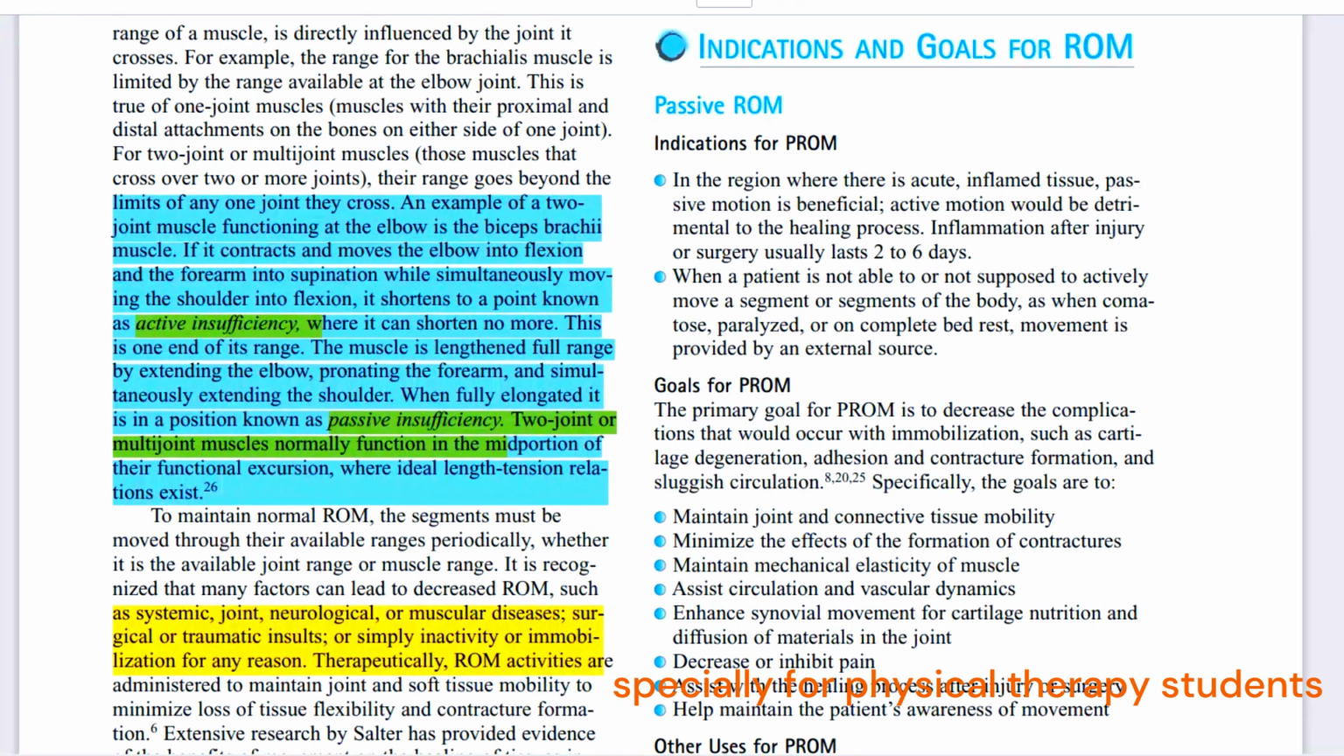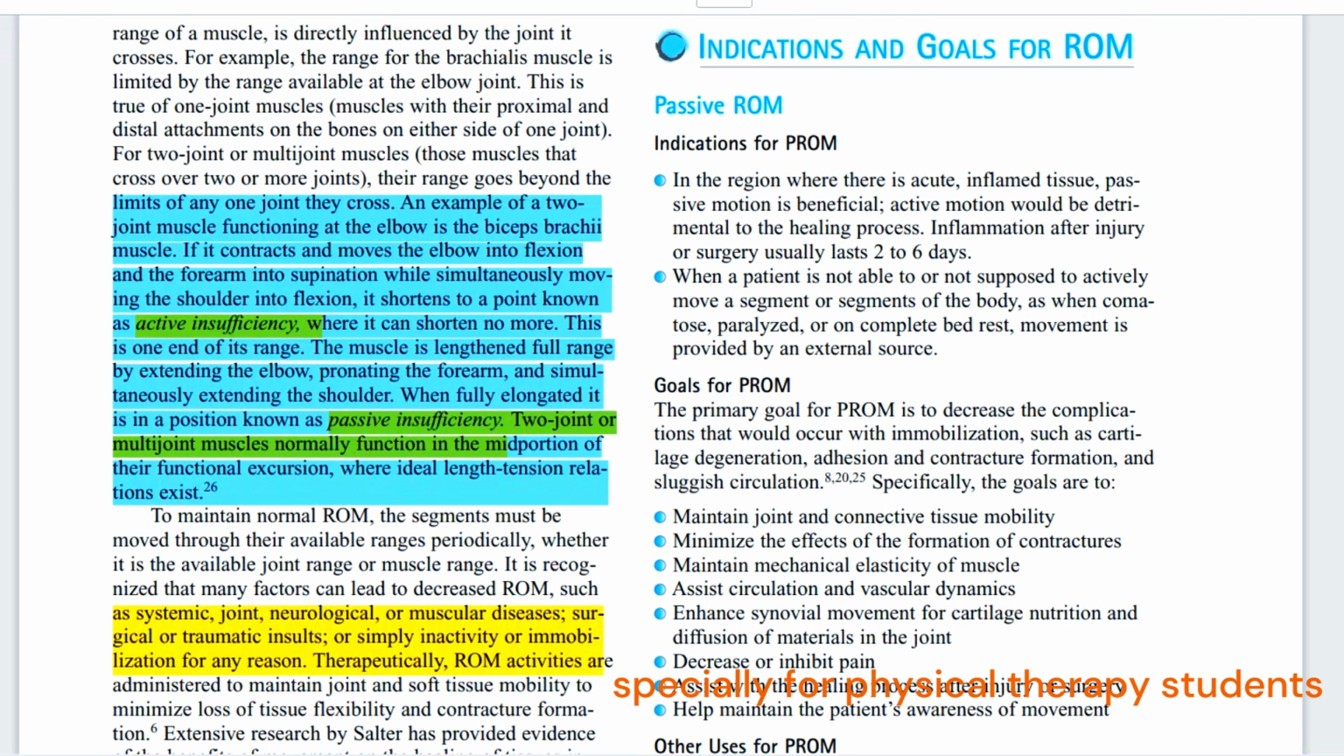Normally, from the very first, you have to prevent complications of immobilization. First, you have to prevent any further complications related to immobilization, like cartilage degeneration, adhesions, contractures, and sluggish circulation. These complications you have to prevent first, and after that you can work on other things. Contractures are majorly developed in stroke patients, and adhesions are also seen, because there are many kinds of strokes and many kinds of degenerations. So you have to work on them first to prevent any further complications.